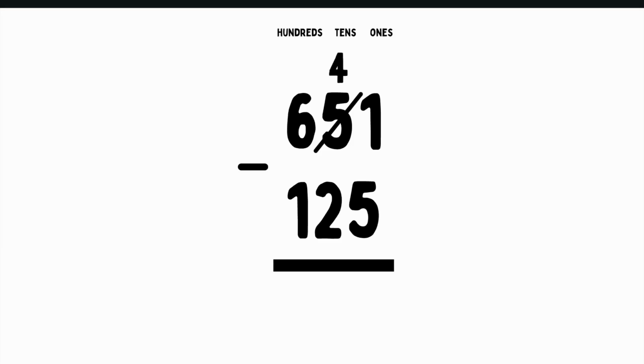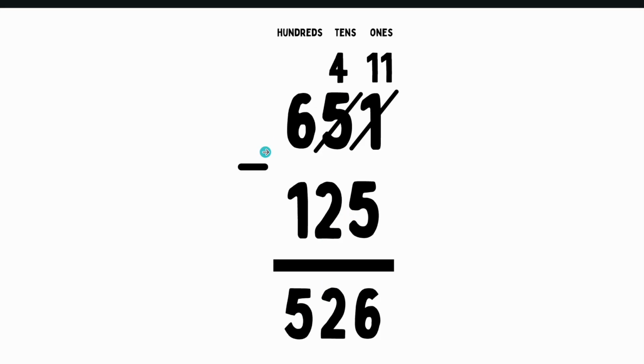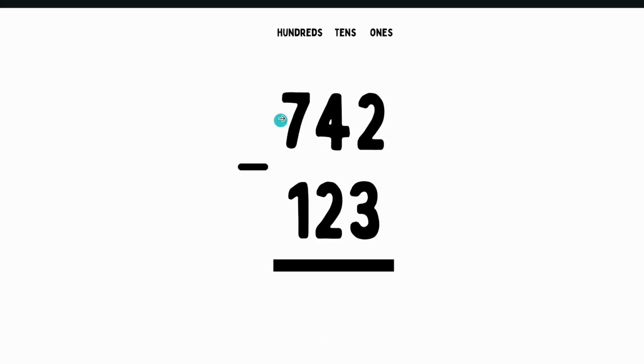Now we only have 4 tens. We will give that 10 to the ones. 10 and 1 makes 11. Now let's try to subtract 11 minus 5. We know that's 6 because 6 plus 5 is 11. 4 minus 2 equals 2 because 2 plus 2 is 4. 6 minus 1 is 5. The difference is 526.